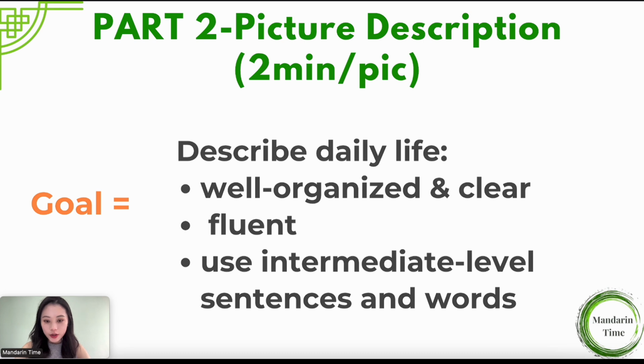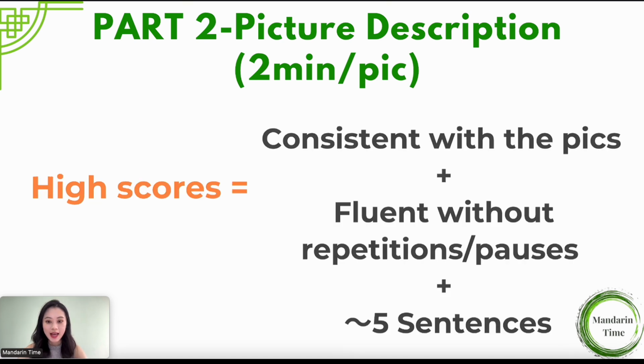So the first thing we need to know, this part is to test whether we can describe our daily life in a well-organized, clear, and fluent way with expressions of intermediate level, which refers to HSK 3 or 4. Like mentioned in our introduction video, to get a higher score, your description needs to be consistent with pictures. And you need to say about 5 sentences fluently without repetitions or pauses as much as possible.